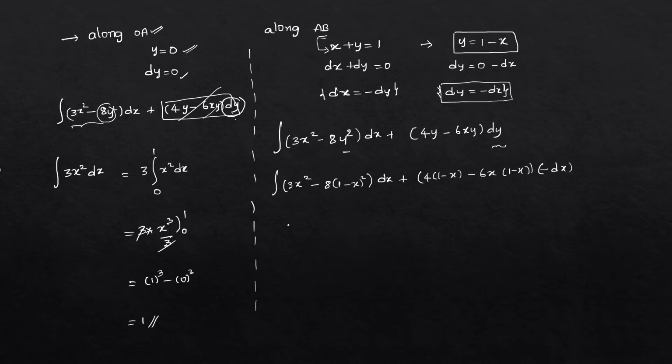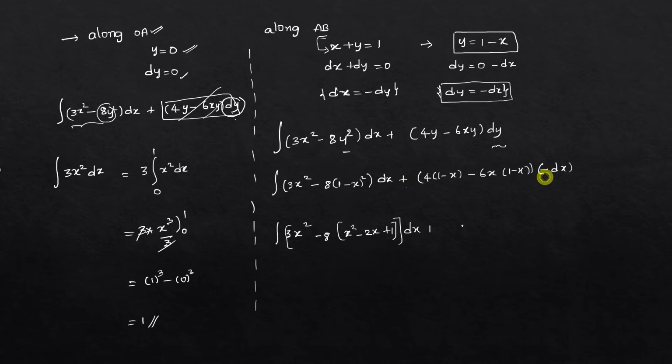Right here, integral 3x square minus, now we have to solve carefully. So 3x square minus 8 into 1 minus x whole square, means a minus b whole square, it is a square minus 2ab plus b square. I'm not explaining the entire thing.